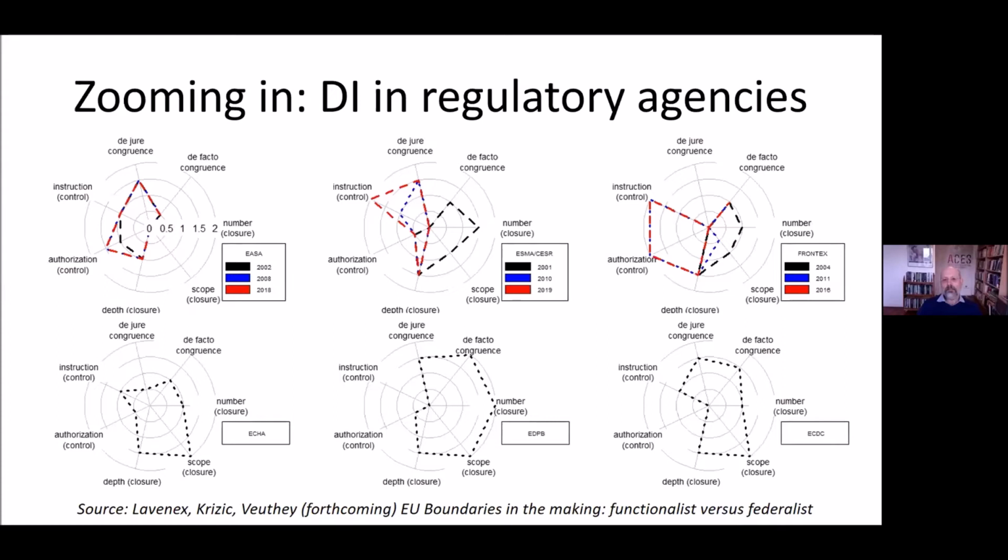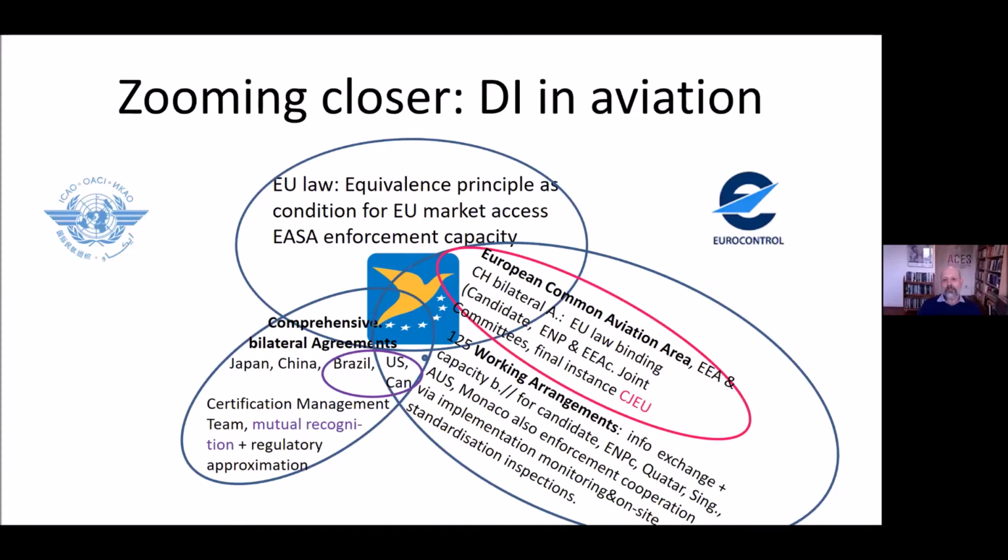I would like to focus a little bit more on one area, which is aviation, so EASA and the corresponding external treaties. Perhaps aviation is a particularly differentiated field. It is also technocratic, but it's not fully atypical. It's just, I think, good as an illustration. And when you try to draw the different regimes associating third countries to EU aviation safety regulations.